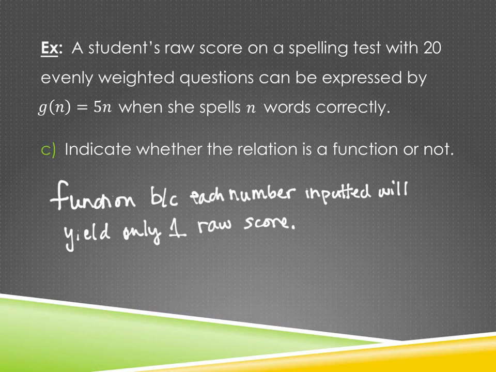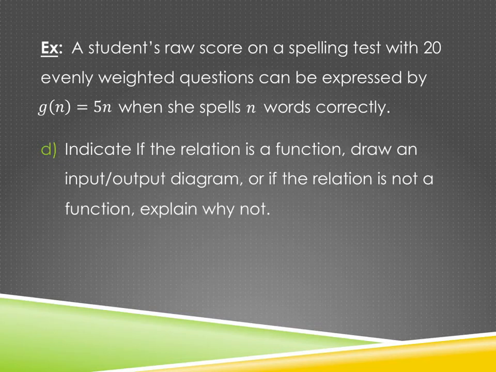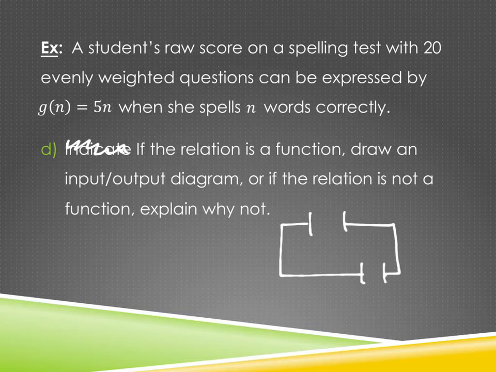Okay, everybody good? All right, so this one actually says indicate if the relation is a function. Sorry, that shouldn't say indicate. It should just say if. If the relation is a function, draw an input-output diagram. If it's not a function, explain why not. Well, we decided on the previous part of the problem it's a function. So I'm going to draw with you a diagram for an input-output. So you're going to draw what looks basically like a box with sort of an open area at the top and an open area at the bottom.